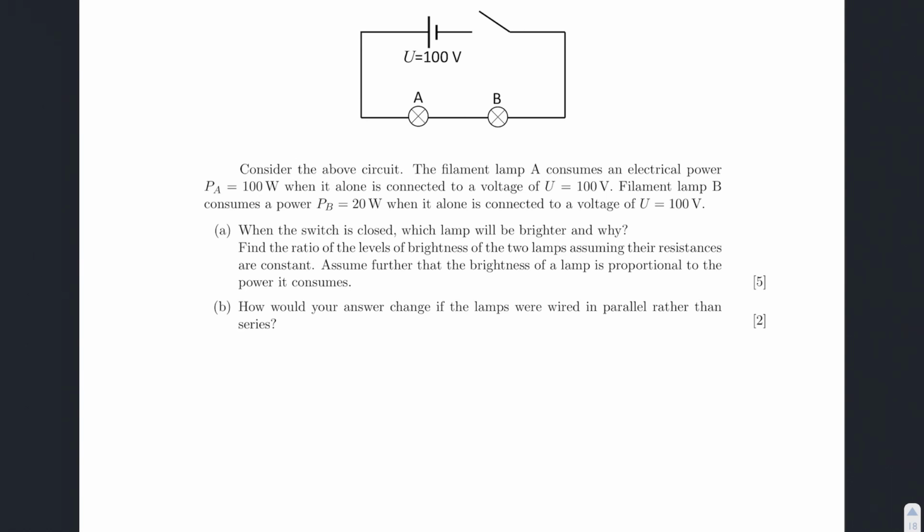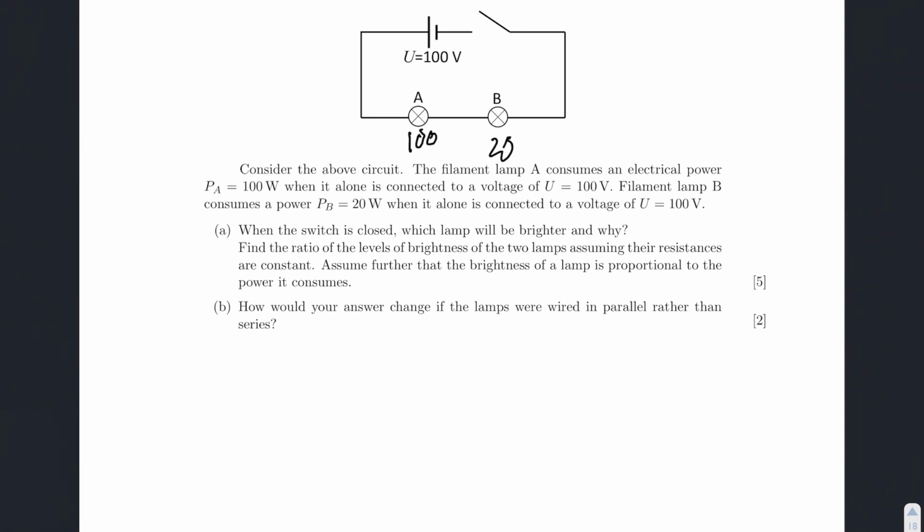Okay, so question 19. Consider the above circuit. The filament lamp A consumes an electrical power of 100 watts when it is alone connected to a voltage of U equals 100 volts. Filament lamp B consumes 20 watts when it alone is connected to the voltage. So when the switch is closed, which lamp will be brighter and why?